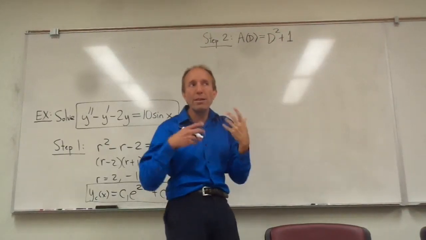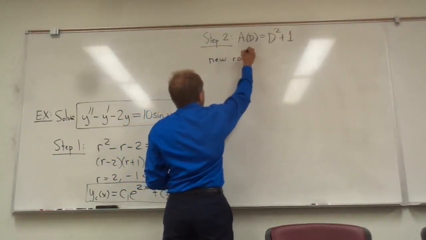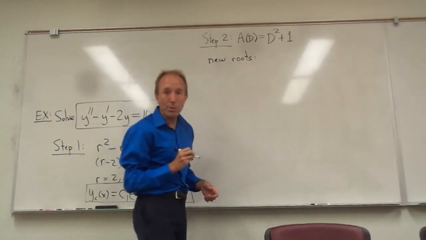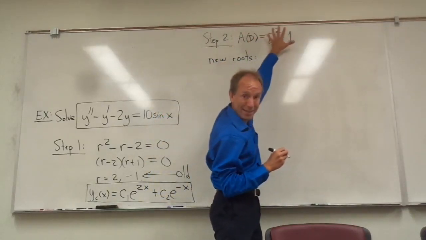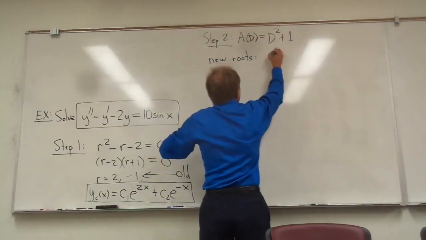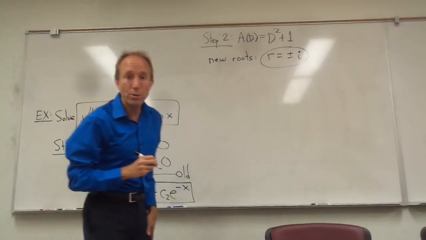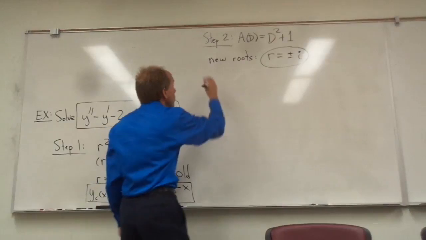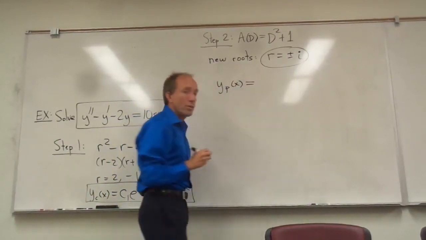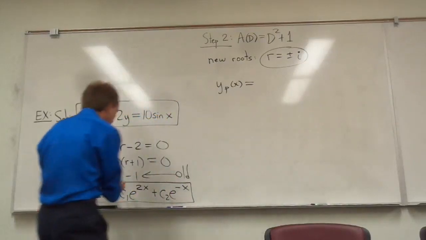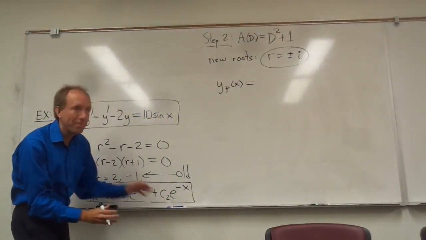So you can start to realize that you can sort of short-circuit the process. I went through it in full detail on the first example, but I already know that the new roots are always coming from this. So those are going to be plus and minus i in this case. Those are the new roots, and those new roots correspond to the particular solution. I don't have to go back and write down the complementary function again. I can save this for later.